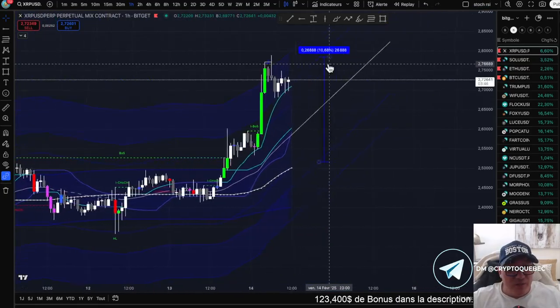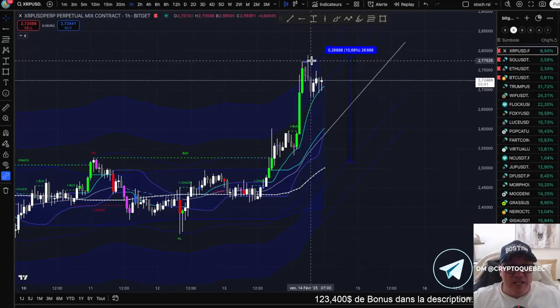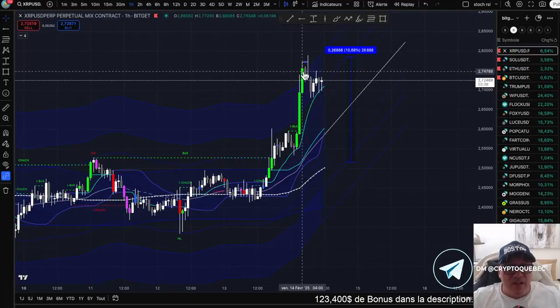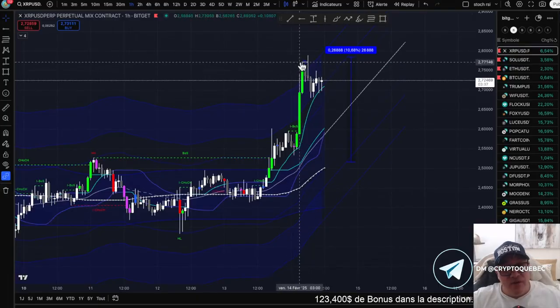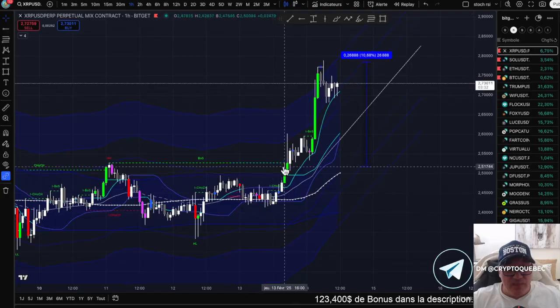And a new version of the CryptoQuebec indicator: my indicator says sell. You don't see it, but that's a good sell. That means we're reaching the end of the extension, the sell signal. Version 2.7 will indicate the sell signal.